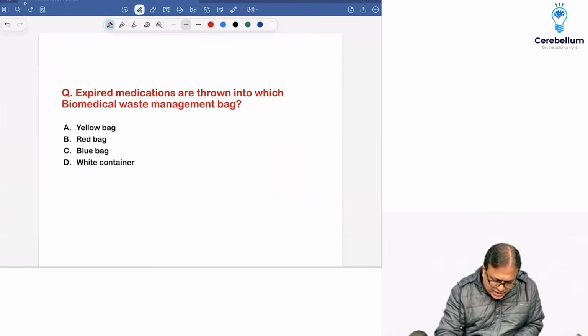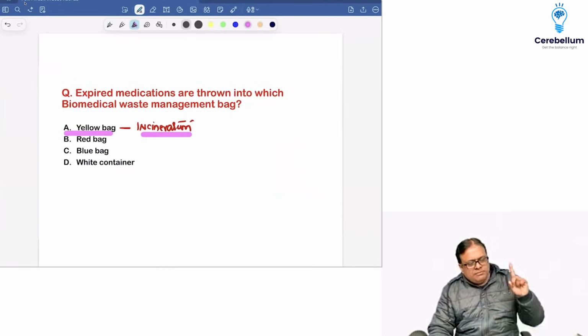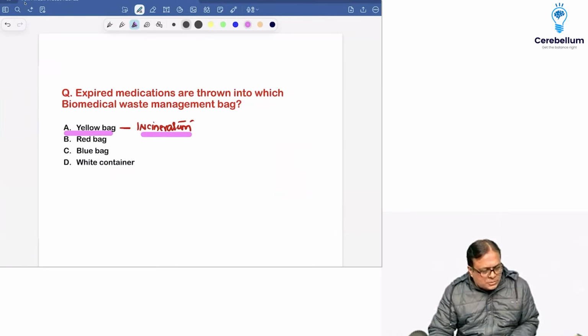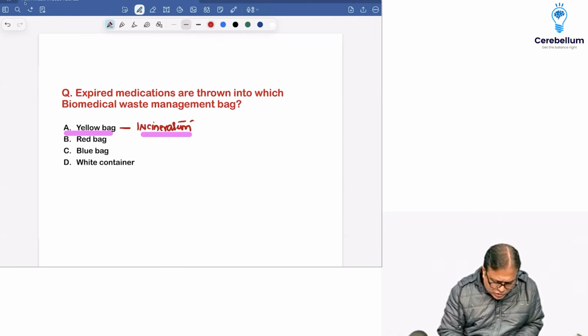Okay, incinerator was in the option. If bag is not asked, then yellow bag is subjected to incineration. So you have to confirm, was the bag asked? Was the method of disposal asked? Okay, one option was black.